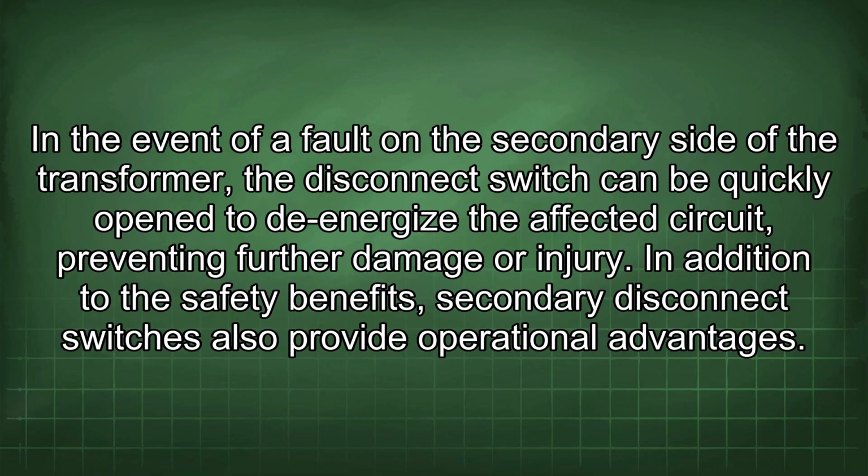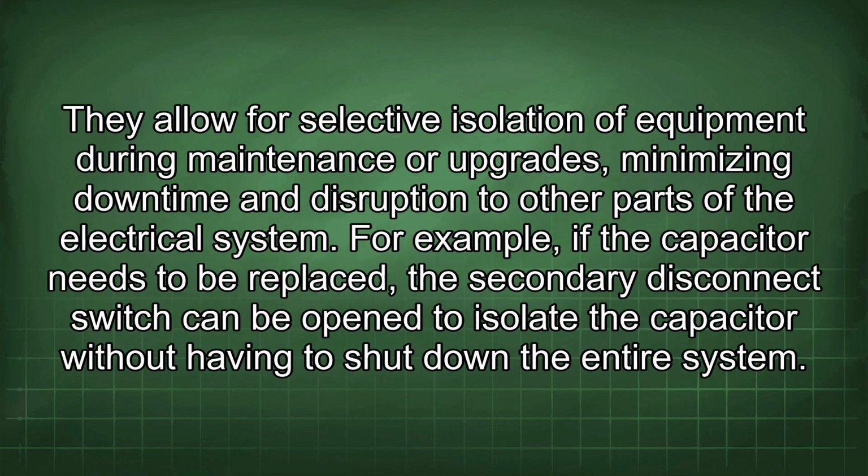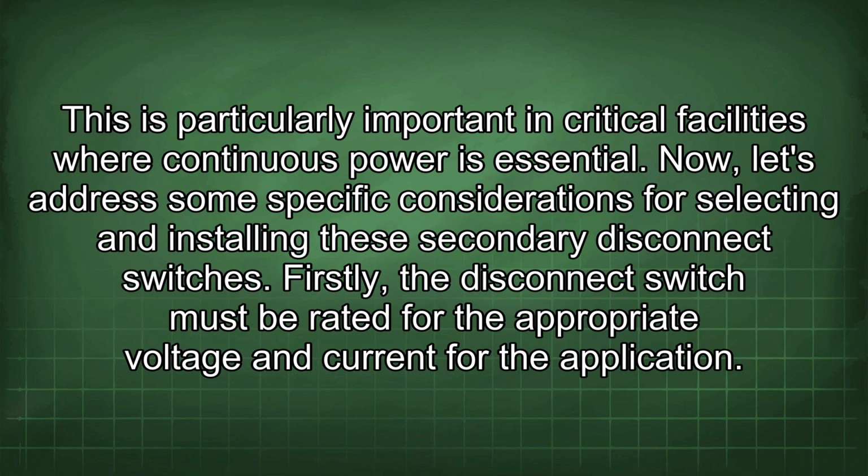In addition to the safety benefits, secondary disconnect switches also provide operational advantages. They allow for selective isolation of equipment during maintenance or upgrades, minimizing downtime and disruption to other parts of the electrical system. For example, if the capacitor needs to be replaced, the secondary disconnect switch can be opened to isolate the capacitor without having to shut down the entire system. This is particularly important in critical facilities where continuous power is essential.